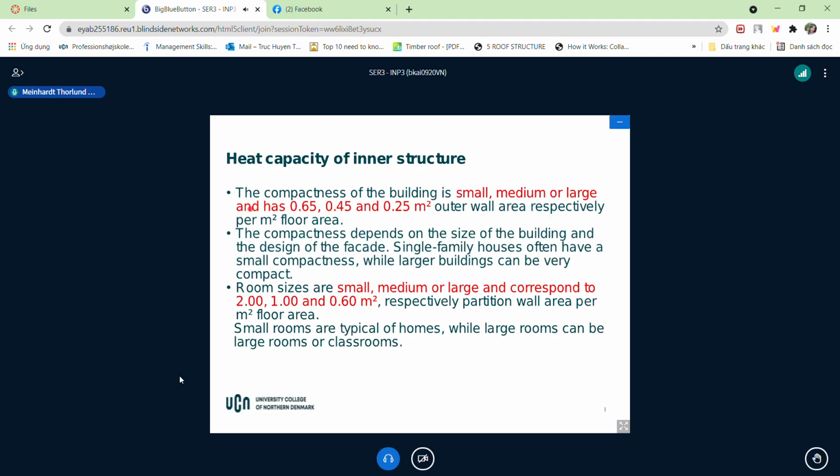And basically, there comes a bit of help from the instruction book 230. You can actually calculate this number, small, medium, or large, which depends on the compactness of the building. It is the outer wall area relative to floor area. So basically, if you have a lot of outer wall area compared to floor area, the compactness is high, and if the outer wall area is small compared to the floor area, you're going to have a low compact area, right?